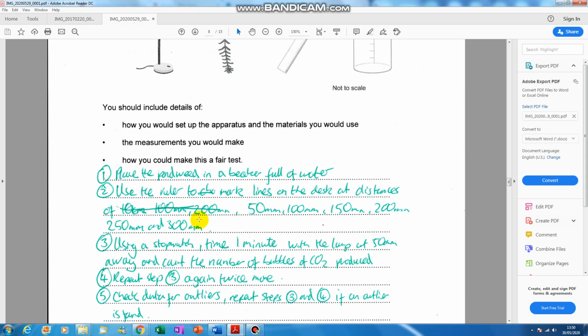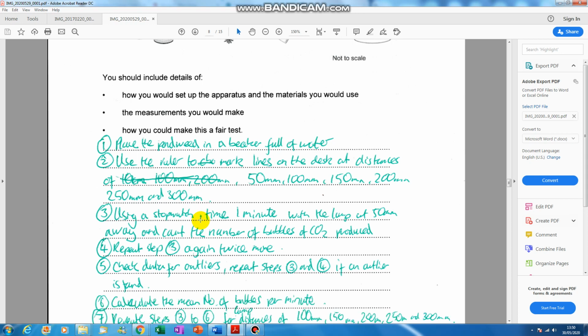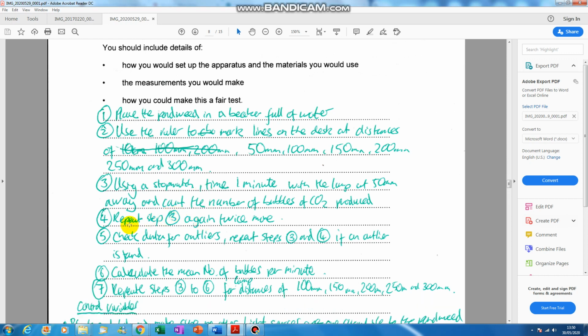And I haven't gone over the length of my ruler. I guess I could have got a longer ruler and said that. Using a stopwatch, time 1 minute with the lamp at 50 millimeters away and count the number of bubbles of CO2 produced. Okay, so then step 4 is repeat step 3 twice more. Step 5 is check for outliers and repeat steps 3 and 4 if necessary.